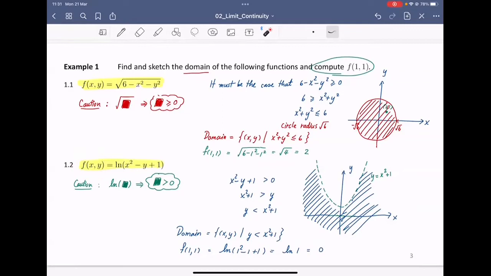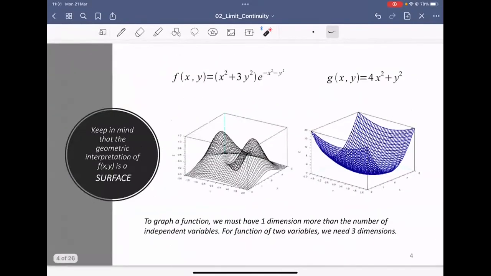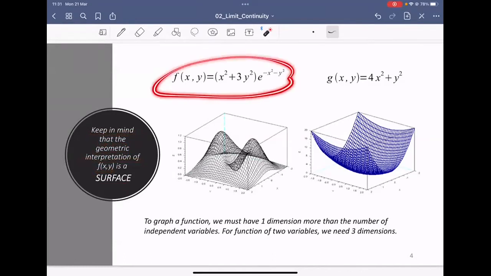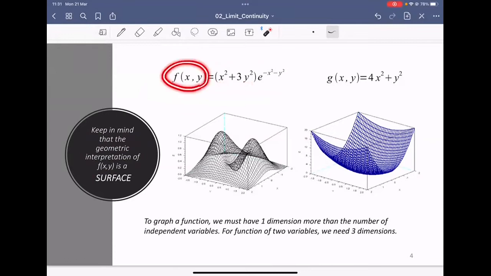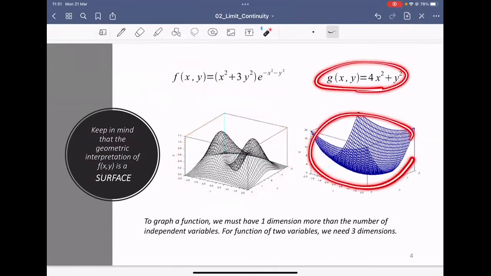So can I pass this slide? Okay, all right. Next we are going to look at the surface. Keep in mind that the geometric interpretation of f(x,y) is a surface. I know this is my function f(x,y). If I plug in x and y, I get z equal to f(x,y). If you draw f(x,y), it gives you a surface like that. If you draw a function g(x,y), it also gives you a surface.